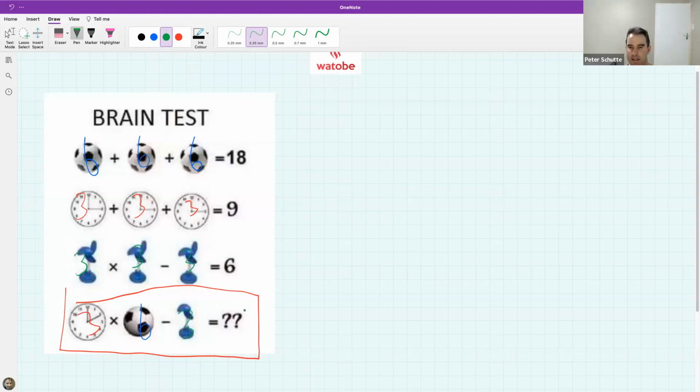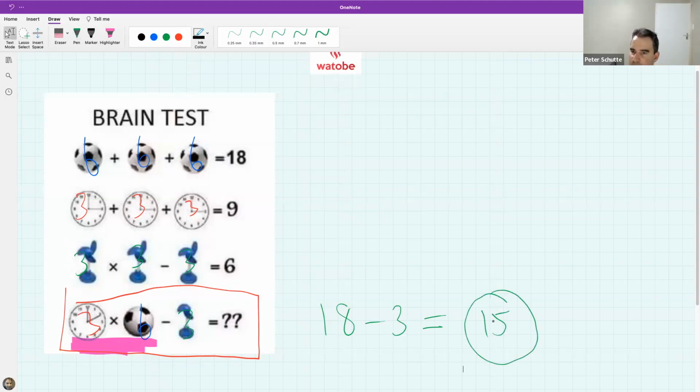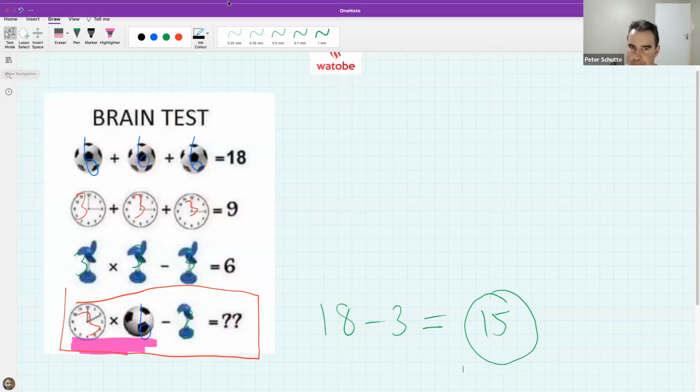So what's that going to be in the end? Well, BODMAS says we have to do this first. So we get 18 minus 3. And you are completely correct. The answer to the puzzle is 15. Okay. Nicely done, guys. Well done, everyone. Next week, I'll bring back some more Maths 24. I know you do enjoy those, but I thought it's good to just mix it up every now and again.